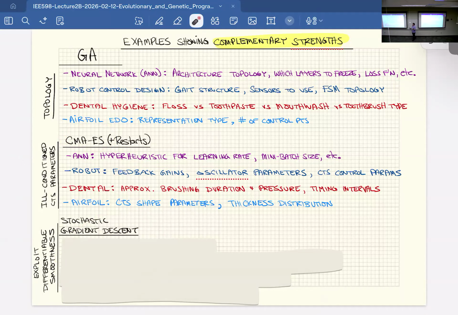Those are smooth parameters that it can explore. Mini batch size is another one of these hyperparameters. So maybe CMA-ES figures out the right mini batch size for your gradient descent. For the robot, feedback gains, oscillator parameters. Again, these are continuous control parameters that might exist in qualitatively different regions of the space.